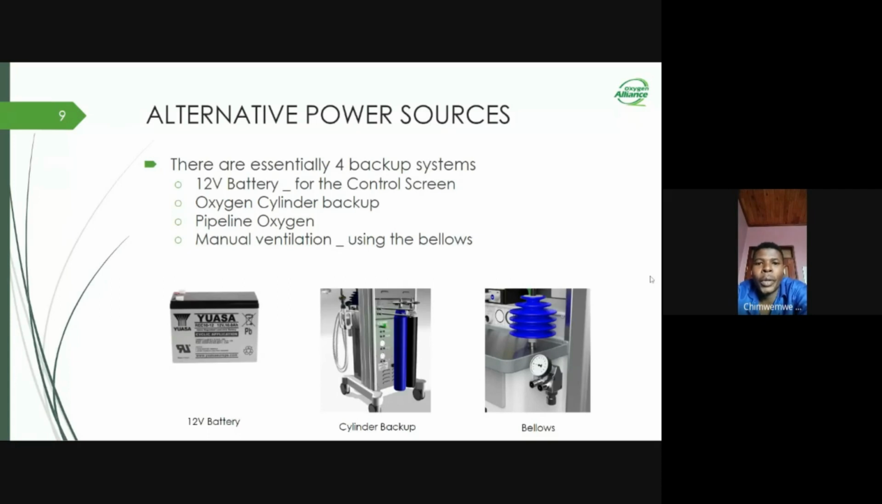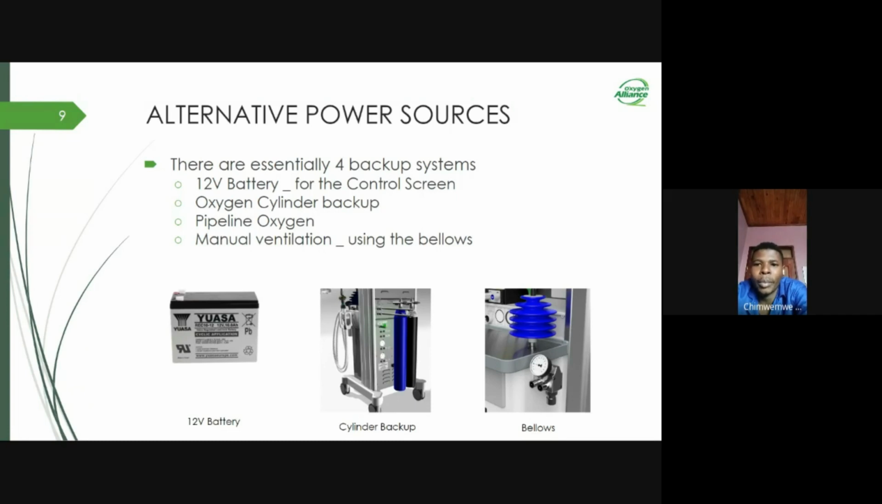So I'll now talk about the alternative power sources. The machine has essentially 4 backup systems in case of power failure. As I said earlier, we have a 12 volt battery which supplies power to the control screen. The control screen has oxygen analyzers and a nitrous oxide cutoff valve connected to it.